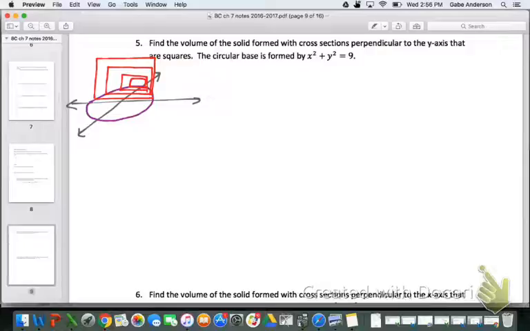It's cross sections. It just came right out and said it. So I think we can say volume equals, it's just going to be an integral with no pi because we're not rotating anything. Let's set up our dx or dy first. What do you guys think?